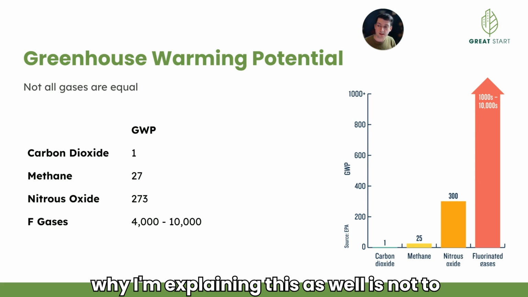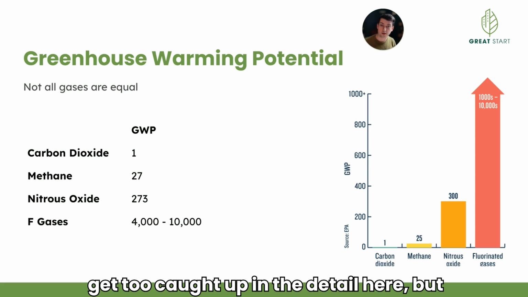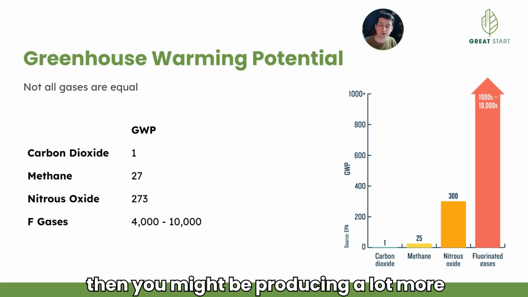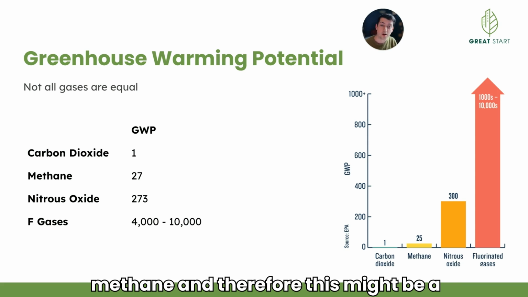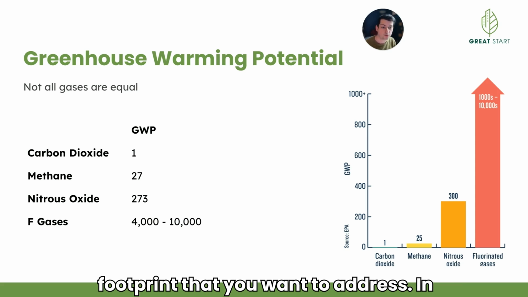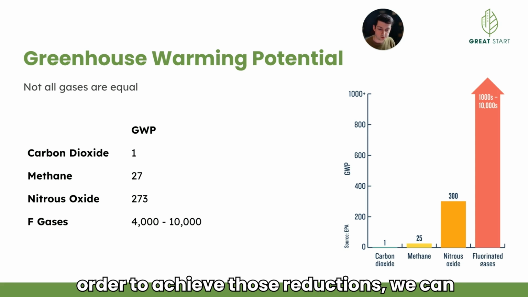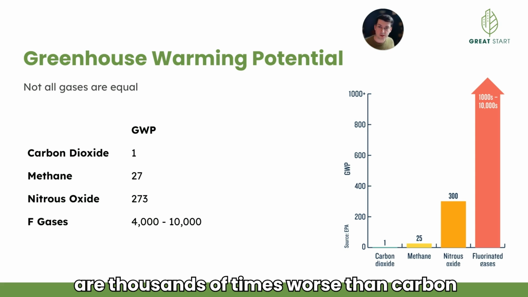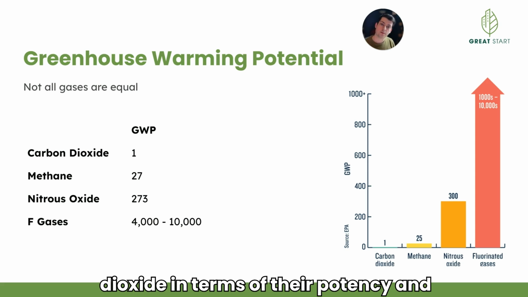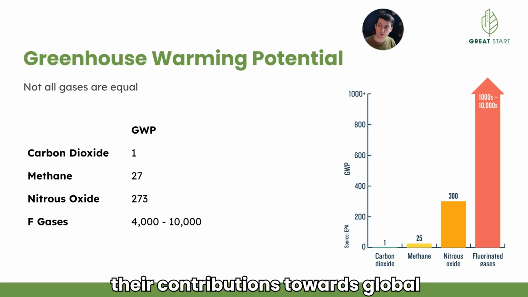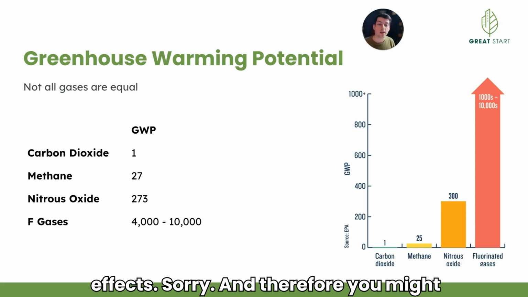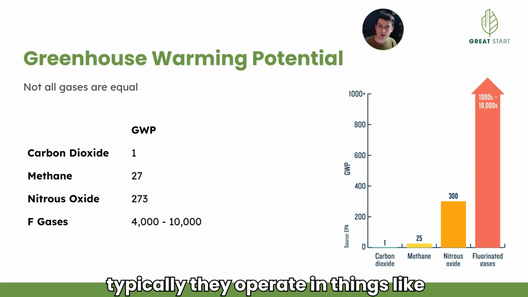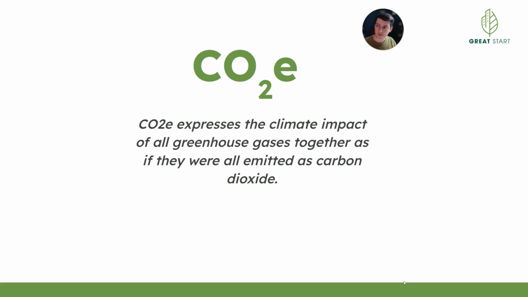The reason why I'm explaining this as well is not to get too caught up in the detail here, but if you are doing agricultural processes, then you might be producing a lot more methane, and therefore this might be a much more significant part of your carbon footprint that you want to address in order to achieve those reductions. We can see here that F gases, as mentioned, are thousands of times worse than carbon dioxide in terms of their potency and their contributions towards global warming and greenhouse warming effects. And therefore you might want to again identify those. And typically they operate in things like leaky air conditioning systems.